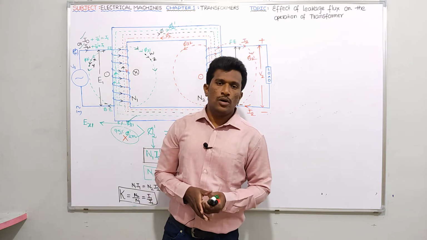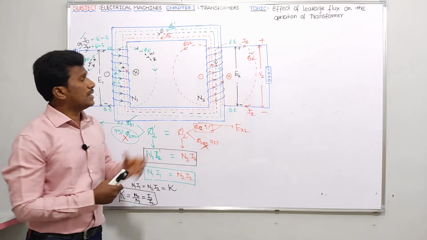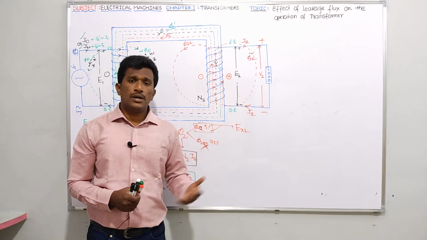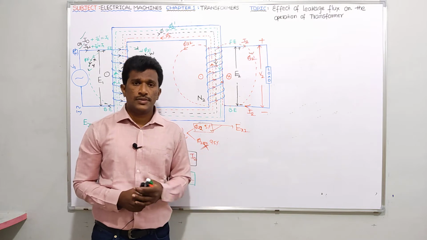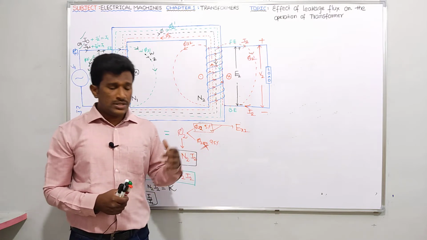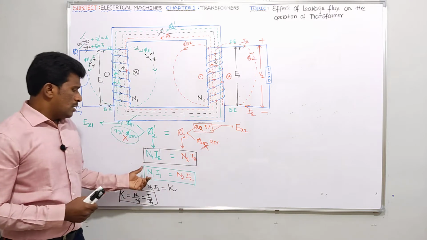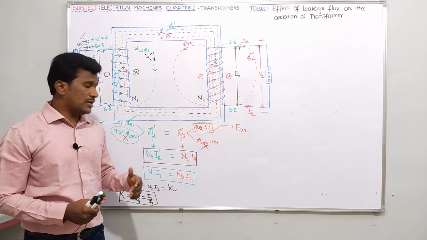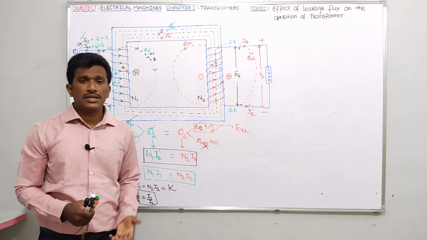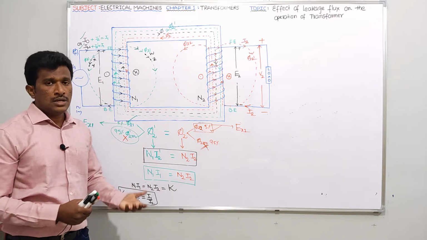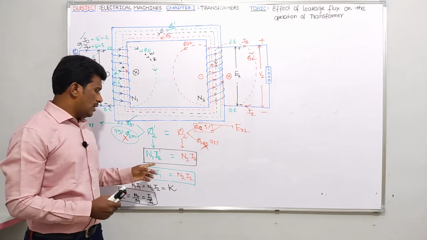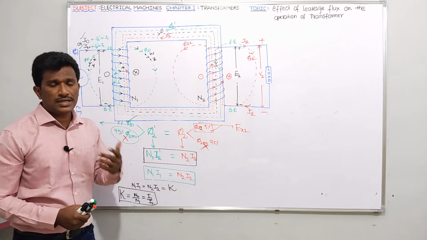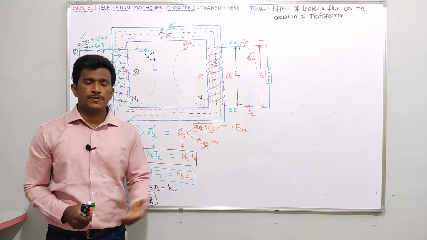In the last video, in chapter number 1, transformers, we discussed a topic like a transformer as a constant flux device. What is the conclusion we made here? N1 I1 equals N2 I2. This is the approximate condition for maintaining the transformer as a constant flux device irrespective of load changes. N1 I1 equals N2 I2' is the exact condition for maintaining the transformer as a constant flux device irrespective of load changes.